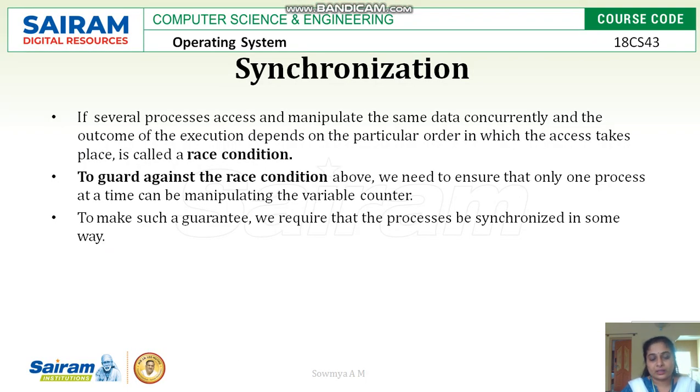So what is synchronization? If there are multiple processes using the same data, then access should be ordered in a way that one process does not edit another process's data. Since several processes are accessing and manipulating the same data, they affect each other's access to the data. This condition we call a race condition.